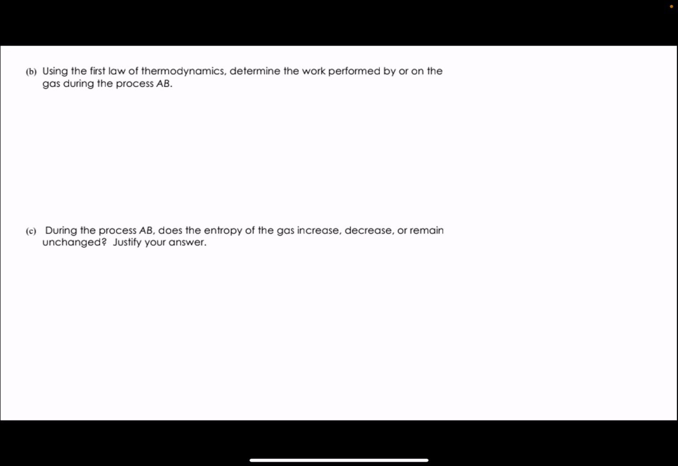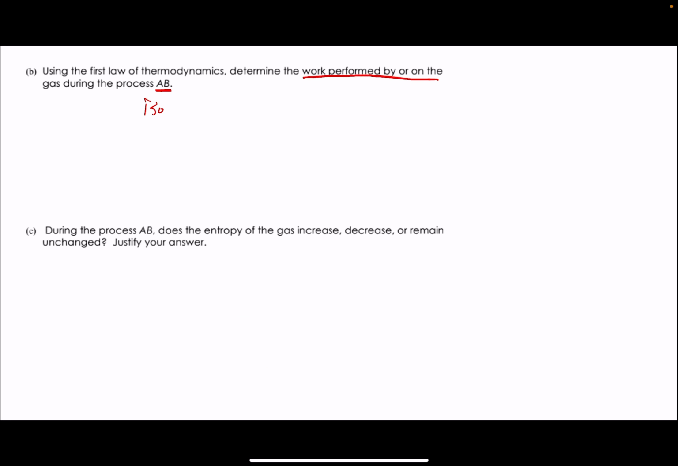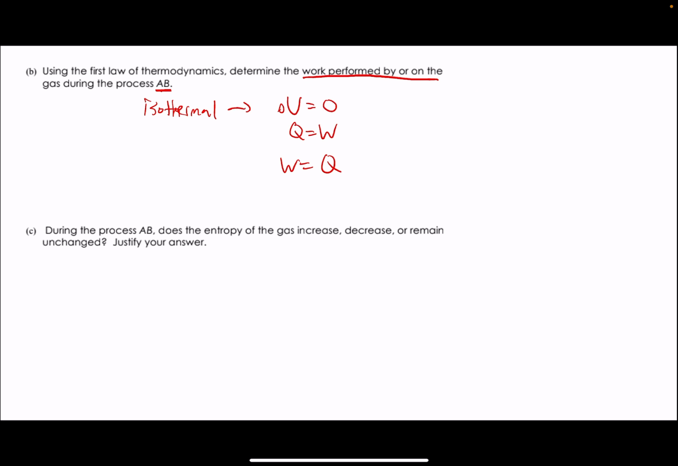Okay, we can also do B. B asks us during the process AB, what's the work done by the gas? Well, let's look at the process AB. AB is constant temperature. AB is isothermal. Which means what? It means that delta U equals 0, which meant that Q is equal to W. So the work is equal to the heat. Was there any information about the heat? Well, if we read, it says that the gas absorbs 1,000 joules of heat. So the work is equal to 1,000 joules.